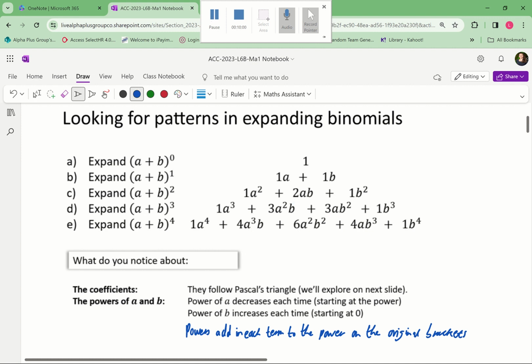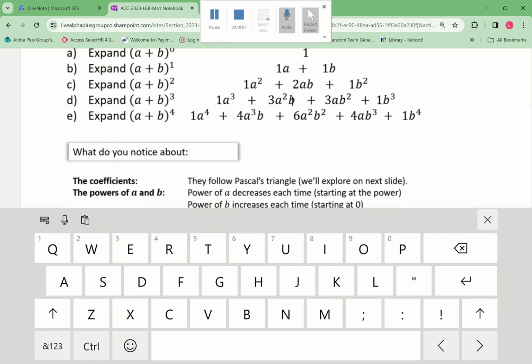And by spotting these patterns, it just helps you do the expansion much more quickly and write out what each of the different terms will be. So I hope that makes sense.